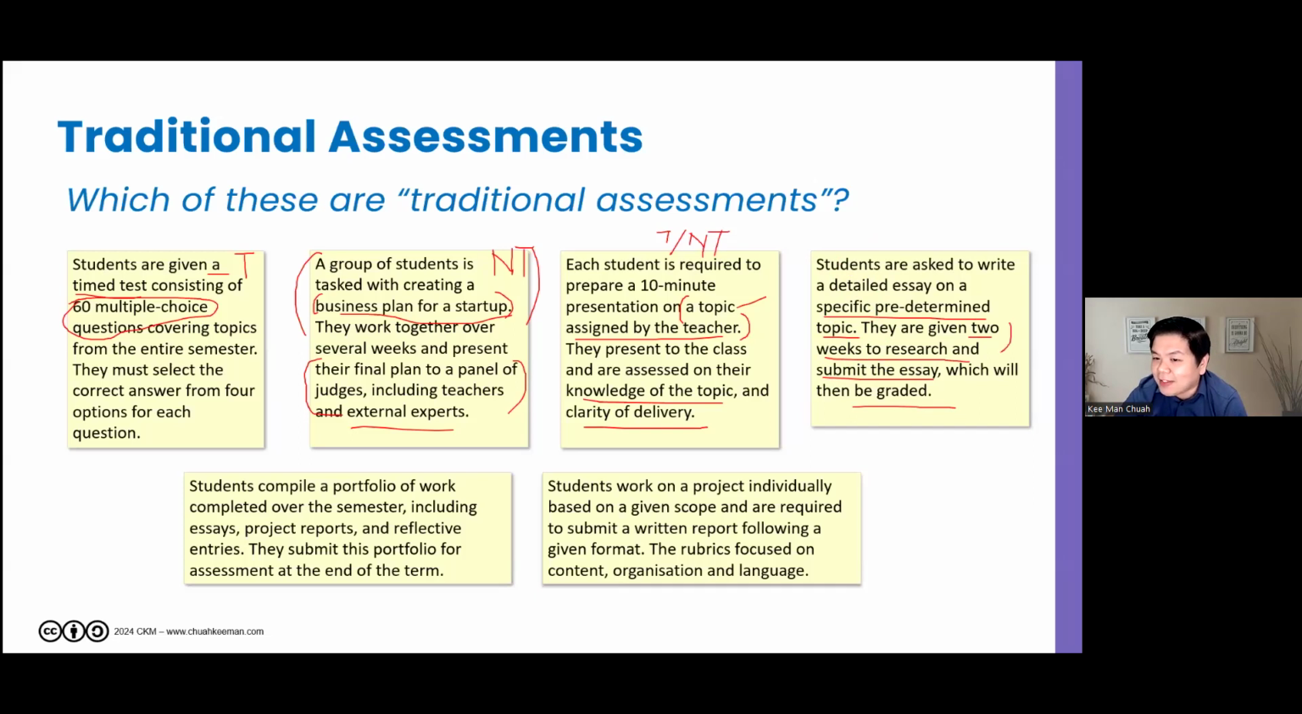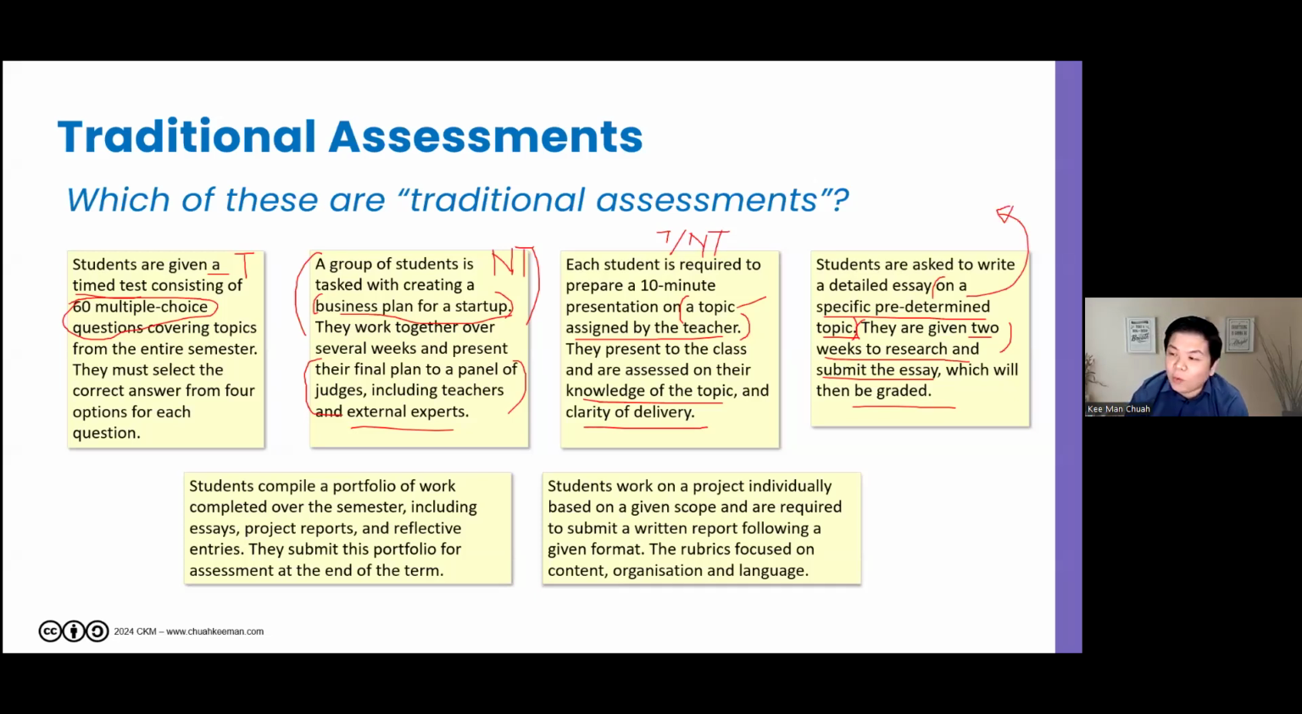The flexibility is here, right? They are given 2 weeks to do research and submit. This sounds like a take-home test, right? Even though it's a take-home test, the challenge is it is supposed to be non-traditional. It is supposed to be non-traditional, but this part kills the whole thing, right?